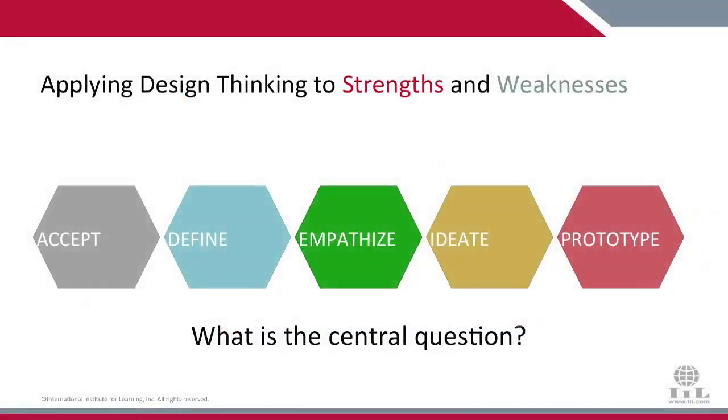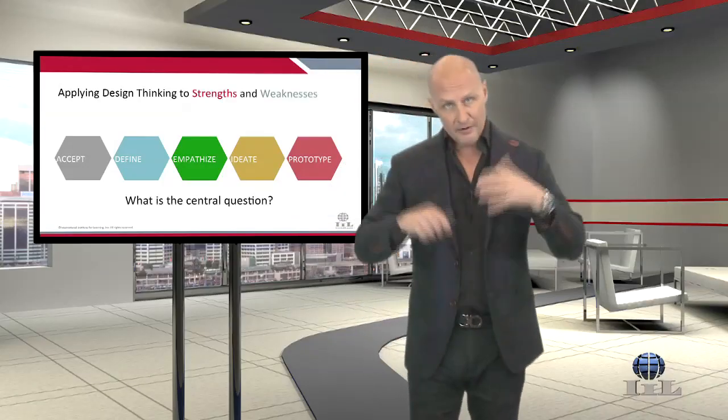All right, let's pull this all together. Back to design thinking: accept, define, empathize, ideate, prototype. How do you use this process to design your life, your career, your team for your strengths? First, you have to accept, know and accept you have weaknesses. Nobody likes to do this, but you do. We all do. Nobody's perfect.